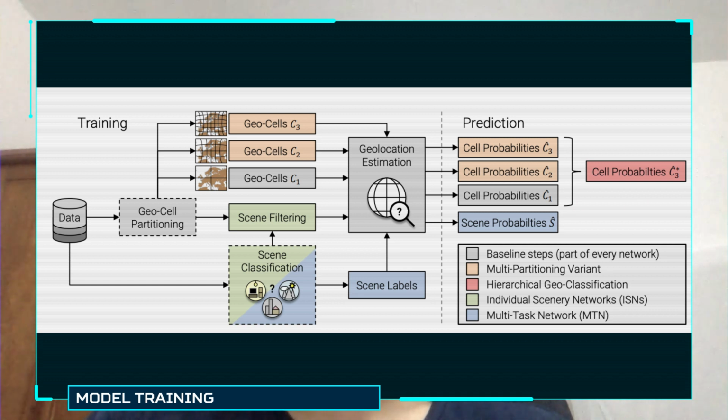To predict, the above model is used to predict the cell. The coordinate is calculated by averaging the coordinates of images of that cell in the training set.